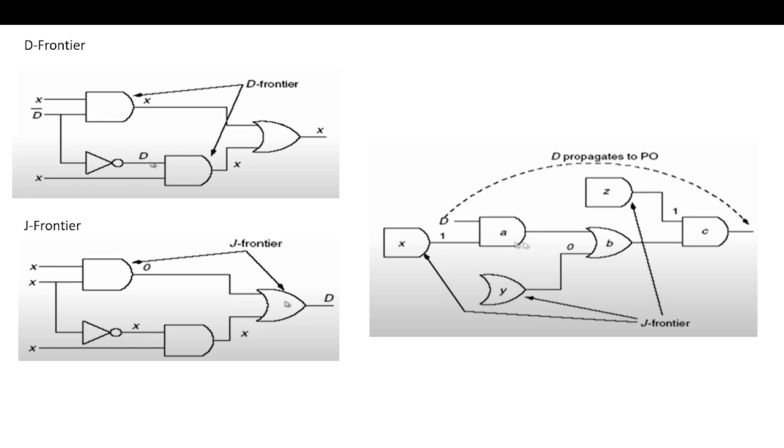Now what is D frontier? D frontier is: if a gate input is having D, it is capable of propagating this fault. So if we obtain any one of the D values at the output, that means we can observe the fault effect. So if we say G1, G2, G3, G4, we will have G1 and G3 in our D frontier list.